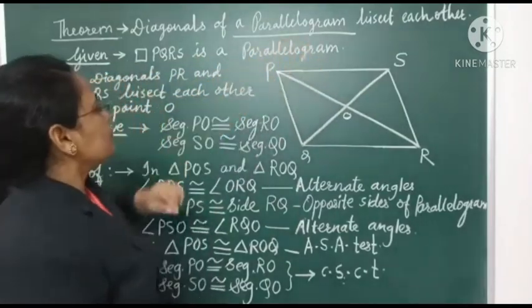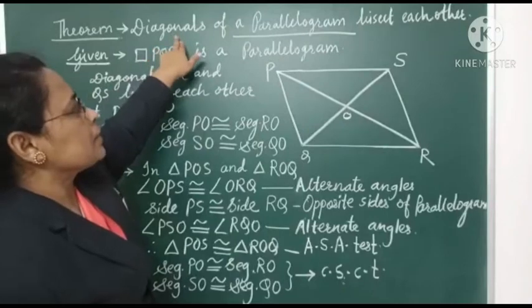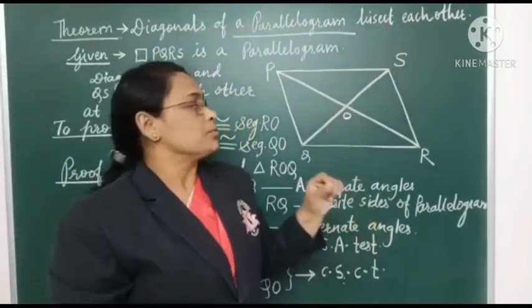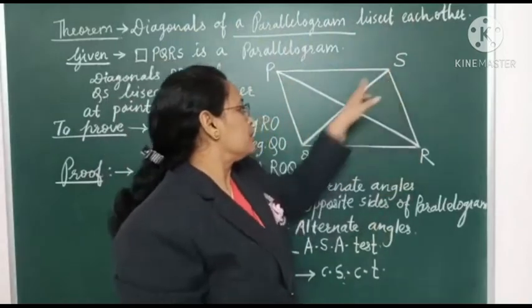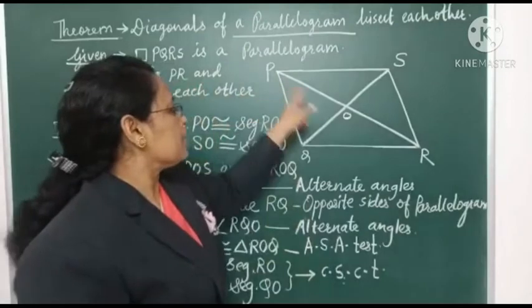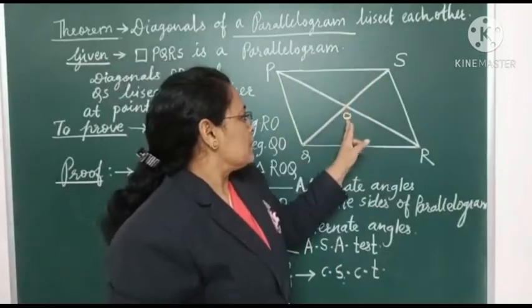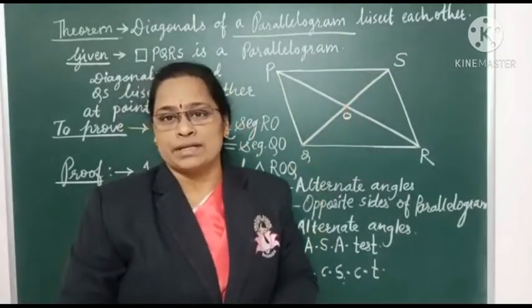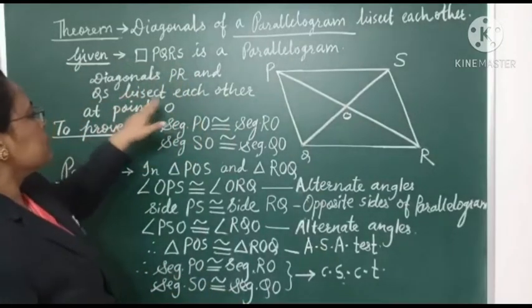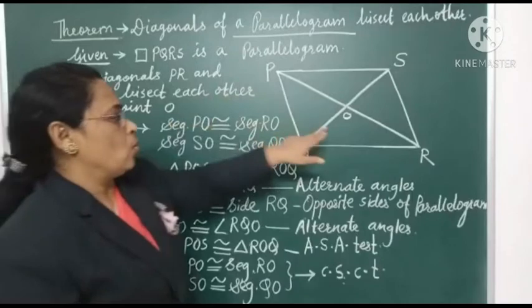Now the property of parallelogram regarding diagonals, we have to prove that diagonals bisect each other. So it is very necessary to draw both diagonals of this quadrilateral. So we'll draw the diagonals PR and QS, and the point of intersection is given the name O. That also we'll write here: diagonals PR and QS bisect each other at point O.